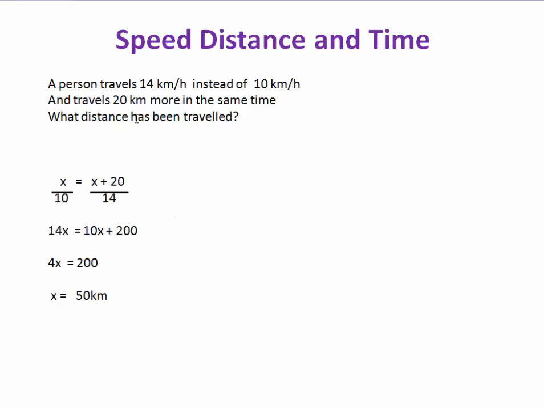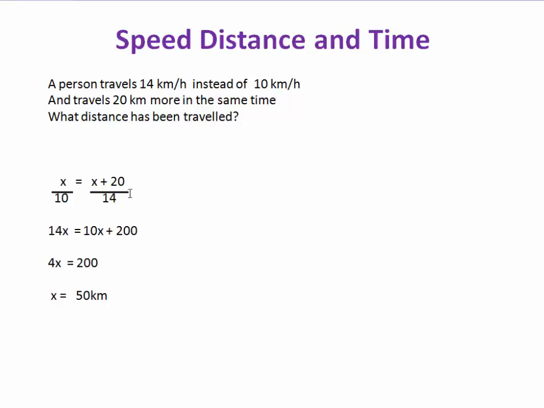A person travels 14 kilometers per hour instead of 10 kilometers per hour. So he's traveling here at a faster speed and he travels an extra 20 kilometers in the same time. What distance has been traveled?